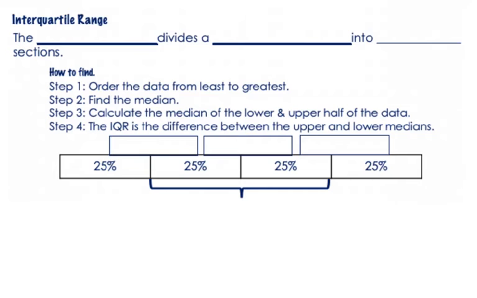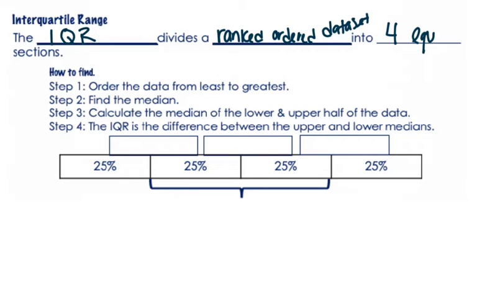Okay, we probably also talked about something called the interquartile range. I'm going to abbreviate that IQR just because I'm lazy. It divides a ranked, ordered data set into 4 equal sections. So how to find it?